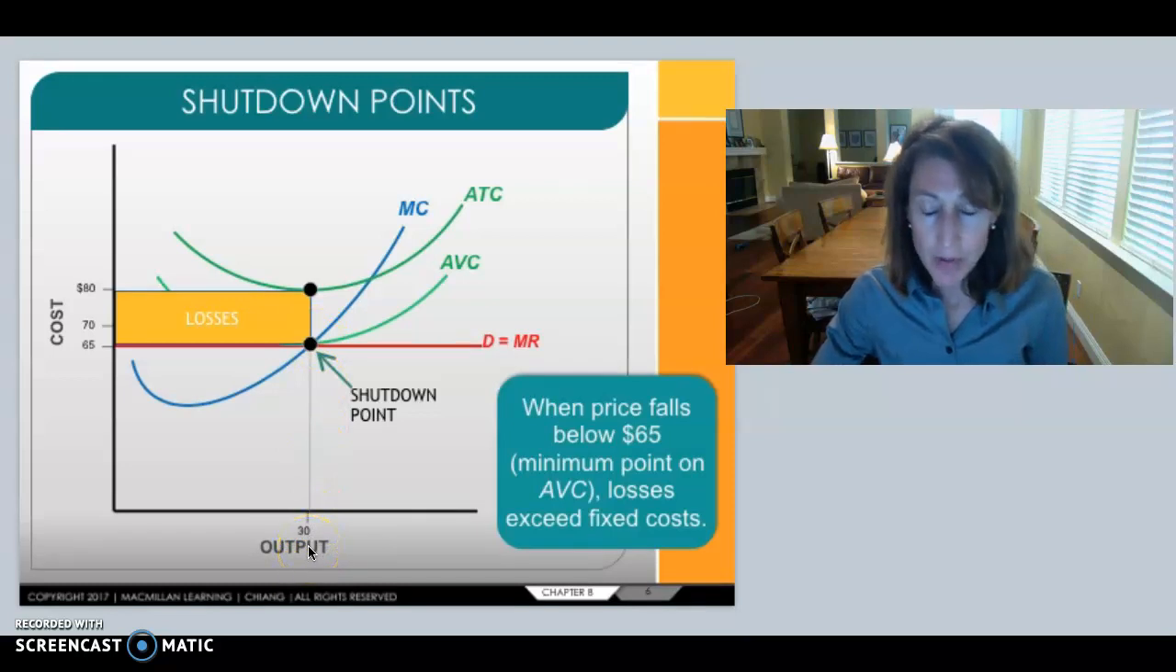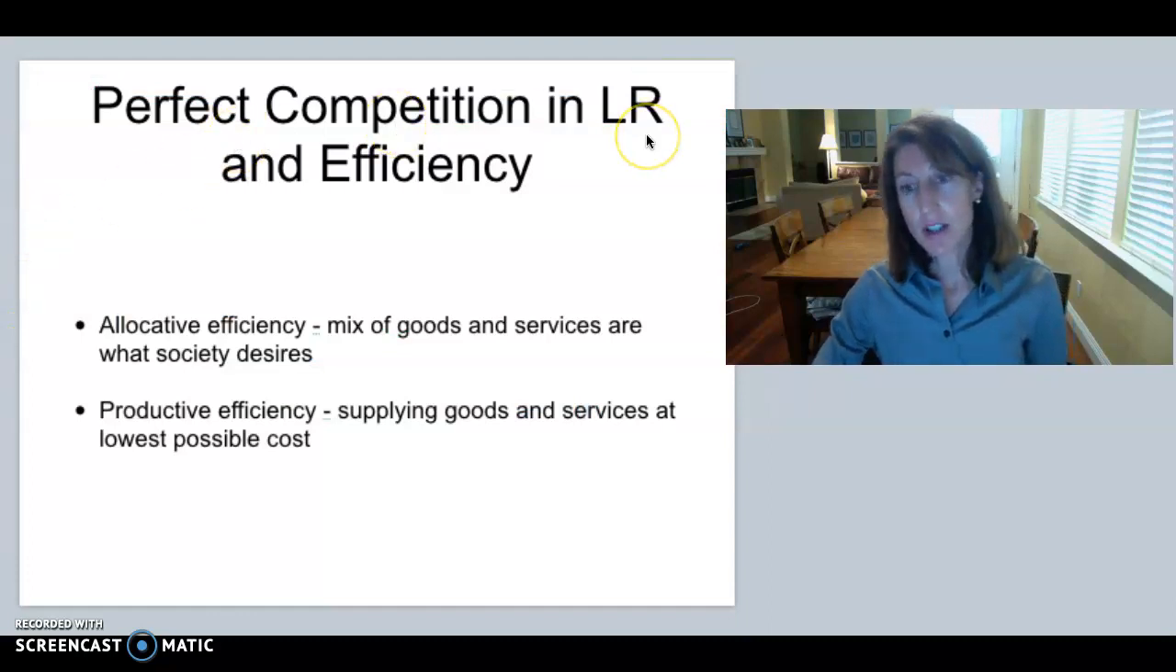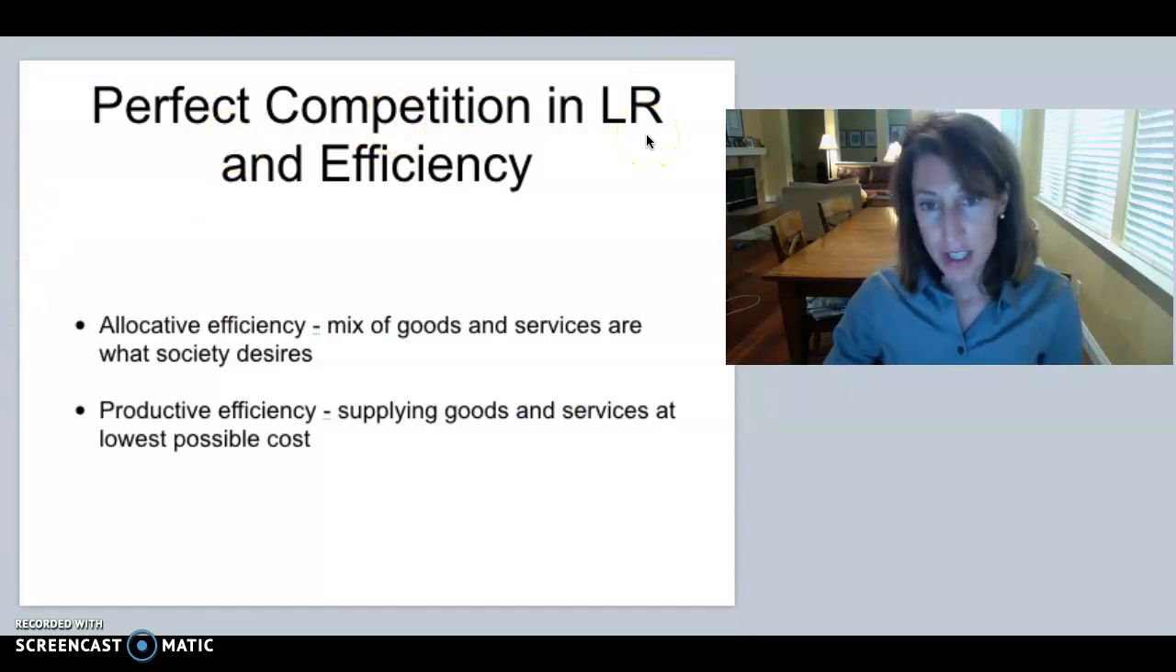Okay, so we've talked about perfect competition, the attributes, what it looks like in the short run. Let's now move to long run. And something really cool about long run is perfect competition in the long run is efficient. It meets our criteria for 2 types of efficiency.